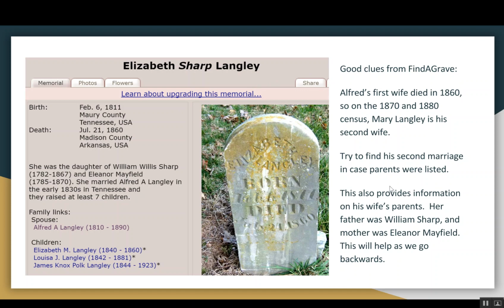And what I love here, which is going to really help us going back, and you'll see tomorrow, is that Find a Grave provides information on his wife's parents. So it says his father was William Sharp, mother was Eleanor Mayfield, and this is going to really help us go backwards. So make sure and make a note of that too.